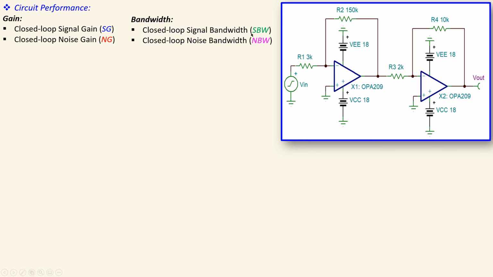Of course we have the signal bandwidth and also the noise bandwidth, so we need to make a difference between these two. Now for the first stage we can see it is an inverting amplifier. The signal gain is just minus R2 over R1, a very familiar formula.